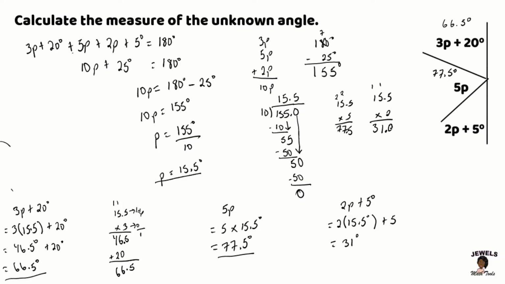Remember that 31.0 is the same thing as 31. The only difference is 31 is written in its whole number form, and 31.0 is written in more of its decimal form, but both numbers are exactly the same thing. So 31 degrees plus 5 degrees, and 31 plus 5 will be 36 degrees. So our 2p plus 5 is equal to 36 degrees.